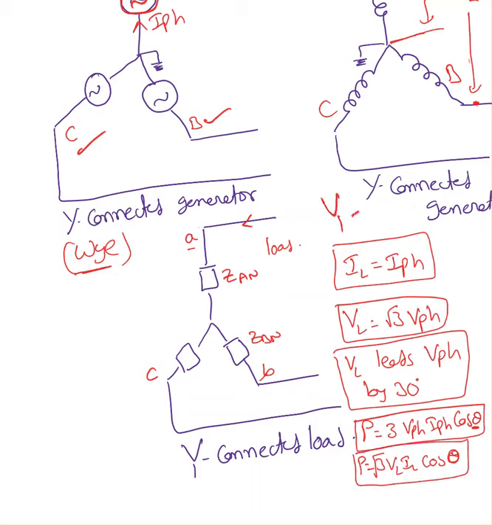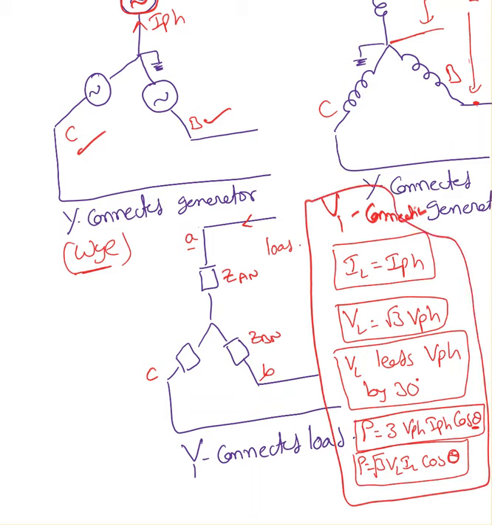So when it comes to the Y connection, immediately you need to remember all these points. For Y connection, IL equal to IPH, VL equal to √3 VPH, VL leads VPH by 30 degrees, and P is 3 times VPH IPH cos theta, or √3 times VL IL cos theta.